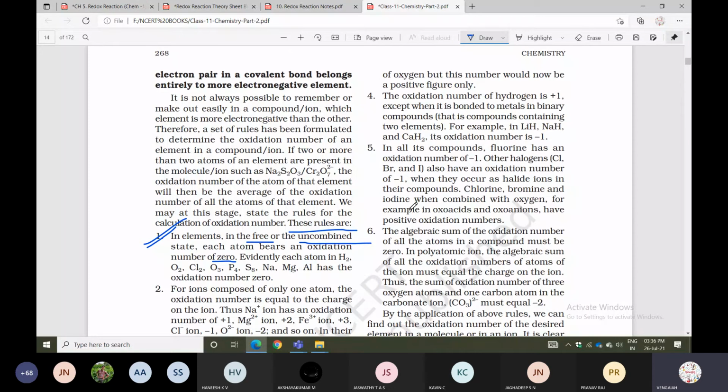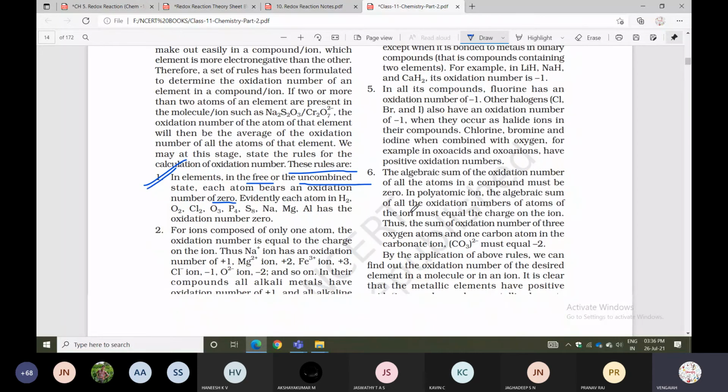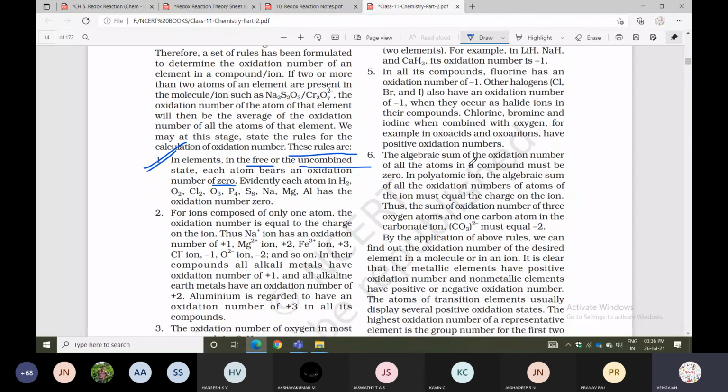The algebraic sum of the oxidation numbers of all the elements in a compound must be 0. For polyatomic ions, it is equal to the charge on the ion. It is equal to the charge on the ion, they also mentioned. Otherwise, if there is no charge, you can take it as 0.